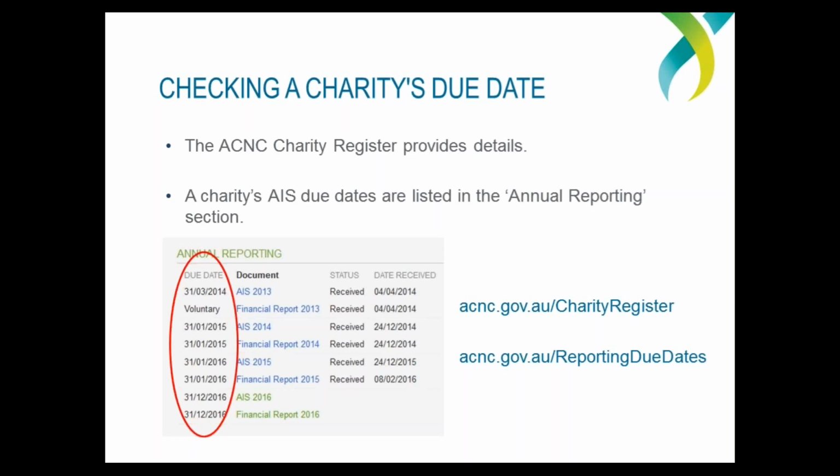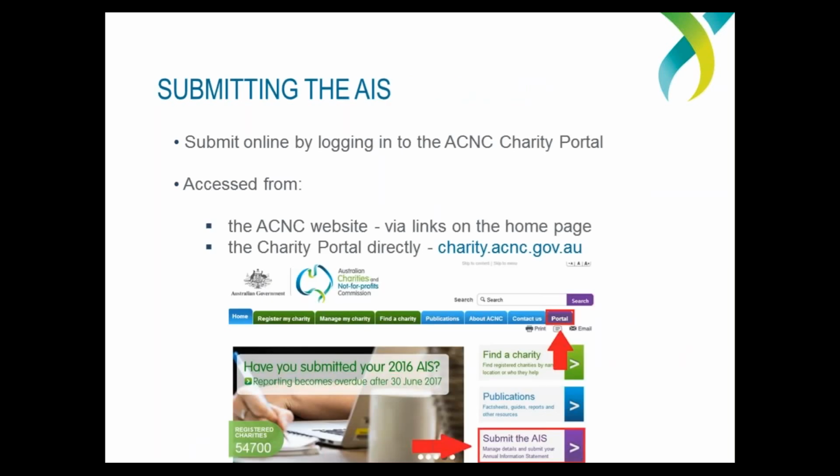So it's a good idea just before you start the AIS to visit the charity register, look at your listing and ensure your reporting period is correct, as this will affect when your AIS is due. If you report to anything other than the standard July to June financial year, make sure that you've notified us of that correct reporting period, and if it isn't correct, just log into the ACNC's charity portal and update your information. For more information about reporting due dates, you can always visit the website at acnc.gov.au/reportingduedates.